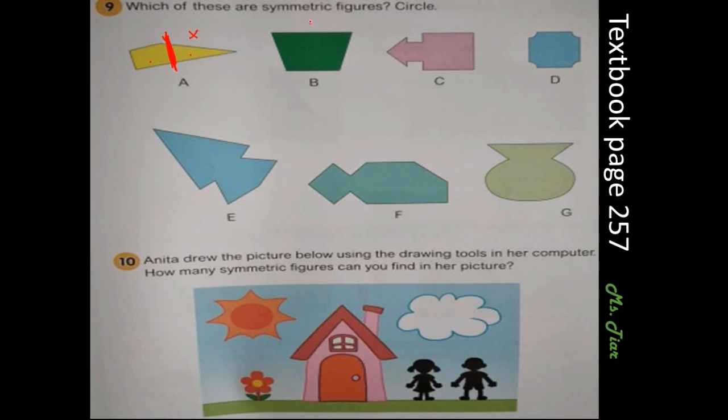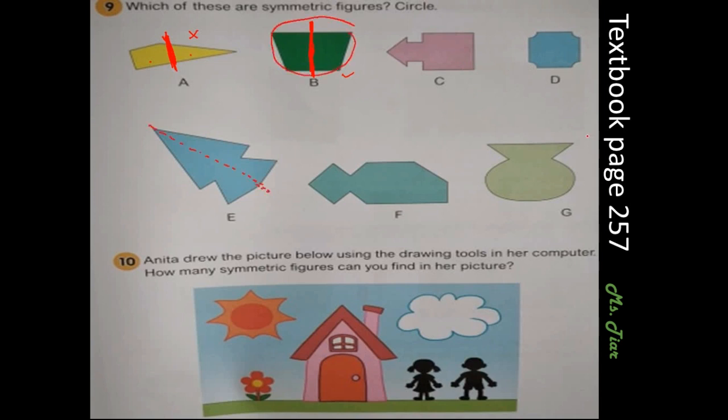B, let's put the line of symmetry here in the middle, right? And then when we check, we find out that one half has the same size as the other half. So is it a symmetric figure? Yes. Okay, let's circle it.